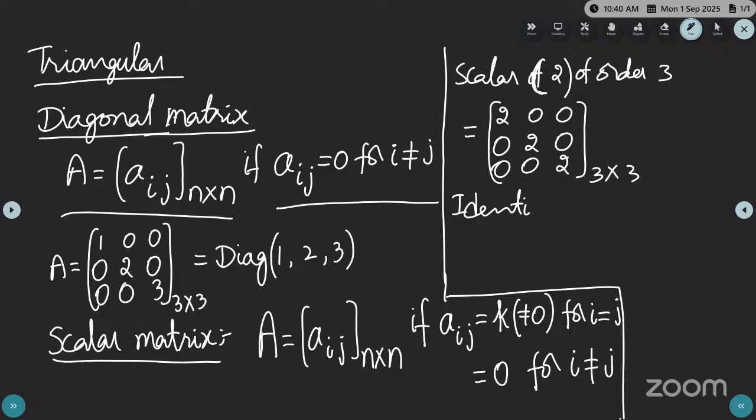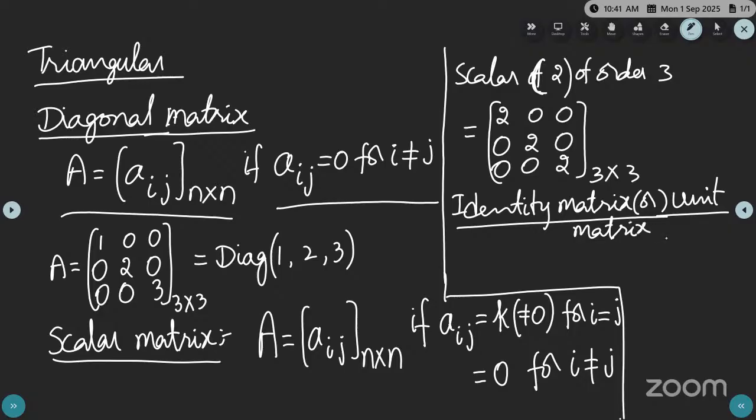Identity matrix or unit matrix. So now, if all the principal diagonal elements are equal to 1, we call it an identity matrix.